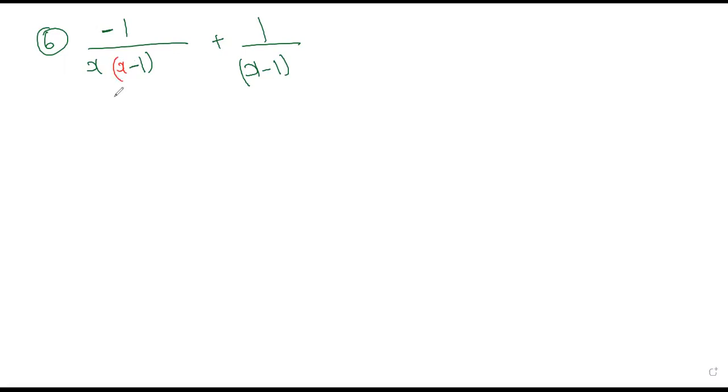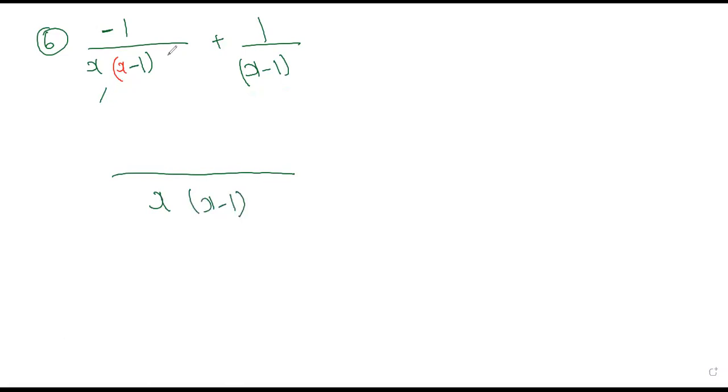Okay. So we know that this is basically an expression in which one of the factors is x minus 1. And here we have x minus 1, right? This means that we need to take the bigger thing out. Since x minus 1 is coming here as well, the LCM would be x into x minus 1, right? Is this okay?